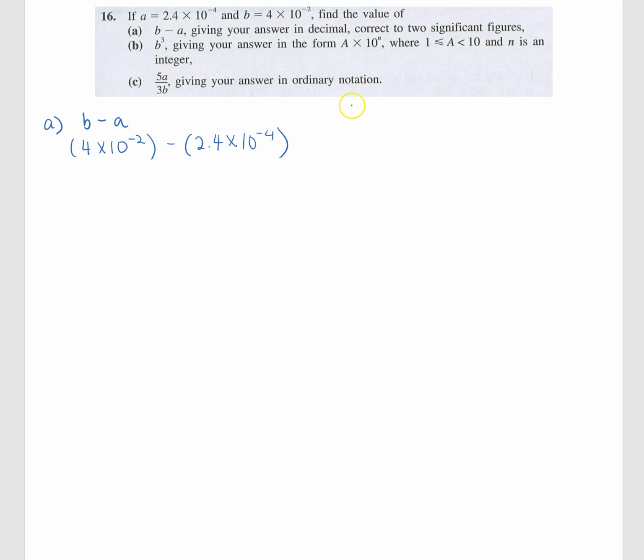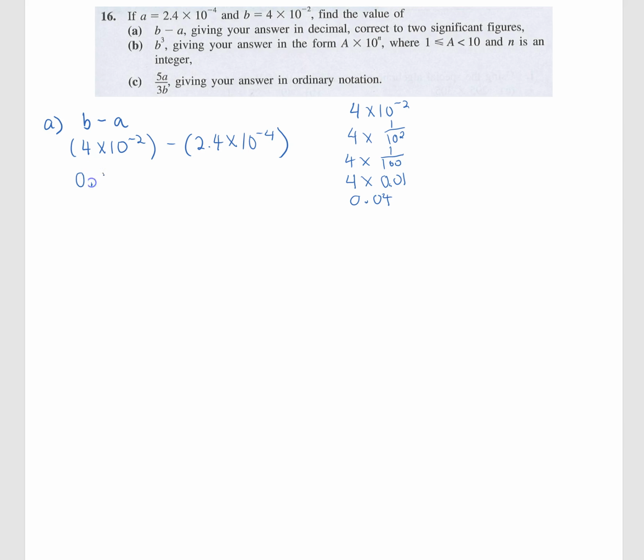You can think about this, if it's not immediately obvious to you how we change it. I think we have 4 times 10 to the power of negative 2. And 10 to the power of a negative number is the same as 1 over 10 to the power of that number. So that's the same as 1 over 10 to the power of 2. 10 to the power of 2 is 100, so this is the same as 1 over 100. And we change that fraction to a decimal, 0.01. 4 times 0.01 is 0.04. So that's the decimal form of this number in scientific notation.